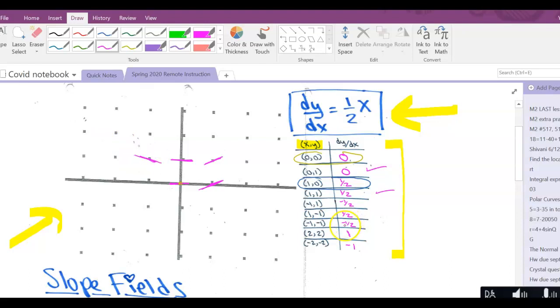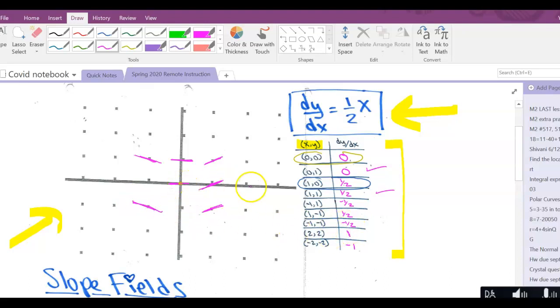And let's see, 1, negative 1, 1, negative 1, I'm at a half. 0, did I miss a point? Negative 1, 1, 1, negative 1, oh, negative 1, negative 1. I've got what, negative a half? Nicely done, everyone. Really good.